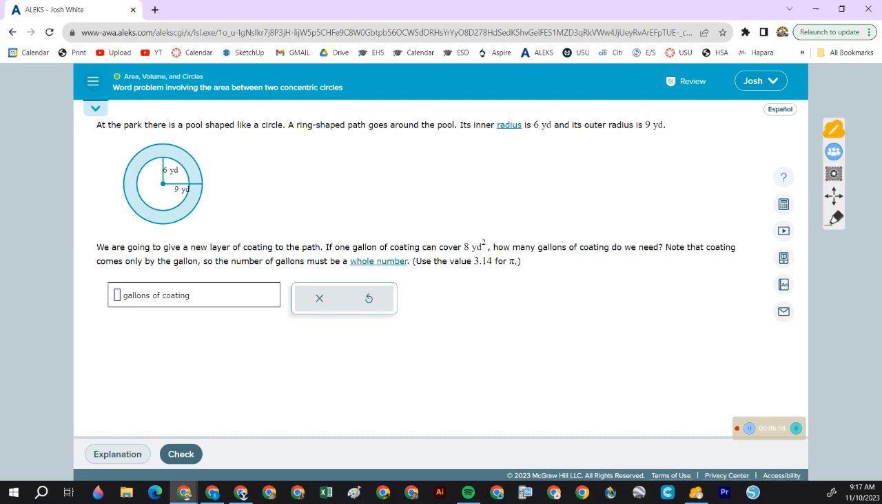All right. At the park, there's a pool shaped like a circle. A ring-shaped path goes around the pool. They're going to put a new layer of coating on the path. 1 gallon can cover 8 yards squared. How many gallons of coating do they need?